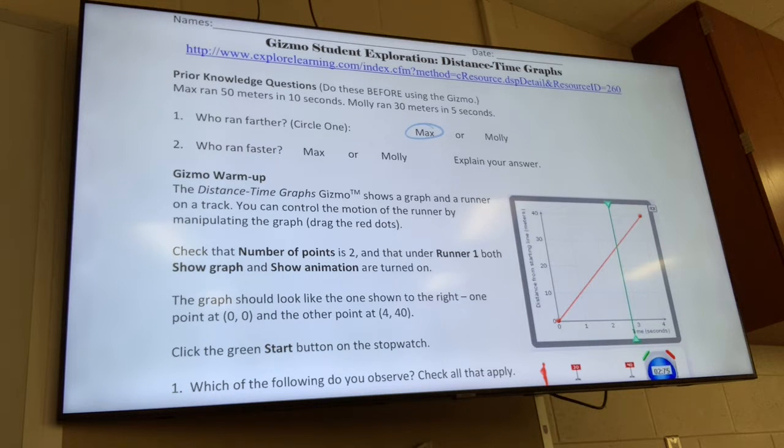Okay, but who ran faster? Molly ran faster. Okay, so Max ran 50 meters in 10 seconds, and Molly ran 30 meters in 5 seconds. So we can figure out their speed by doing distance divided by time. For Max, he ran 50 meters in 10 seconds, so that's going to be 5 meters per second. Okay, and Molly, even though she only ran 30 meters, she did it in 5 seconds. So that's going to be 6 meters per second.